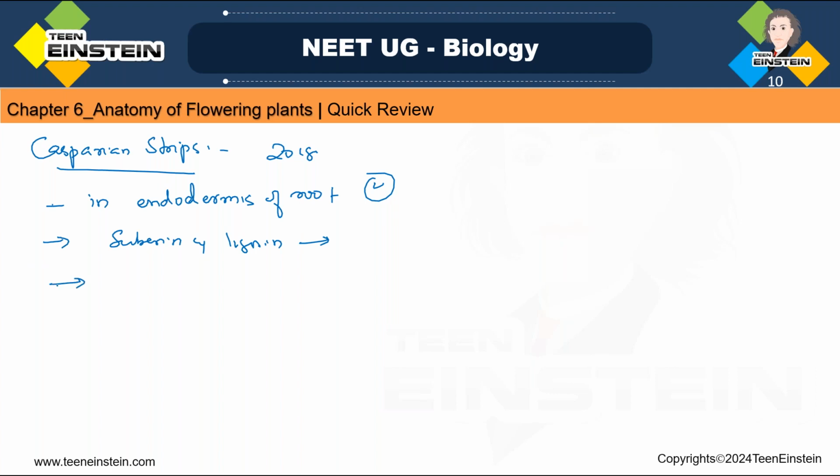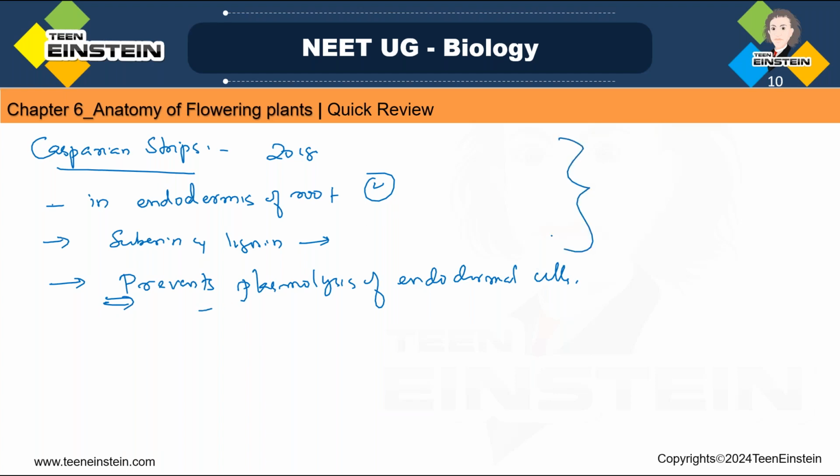Then the third question from the Casparian strips: the Casparian strips prevent plasmolysis of endodermal cells. See, if they give 2-3 statements, you will get confused. Casparian strips prevent plasmolysis of endodermal cells. This is important. All these three questions came in previous years.